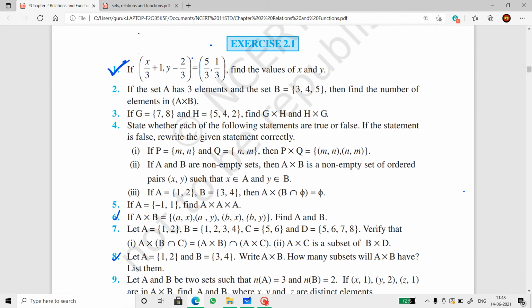So just take this question where (x by 3 plus 1, y minus 2 by 3) is equal to (5 by 3, 1 by 3). Both are ordered pairs. So what do we do? We just equate them. x by 3 plus 1 equals to 5 by 3 and y minus 2 by 3 equals to 1 by 3. So this way we find the value of x and y. Isn't it? So this is questions set of ordered pairs where they are equal. Alright.